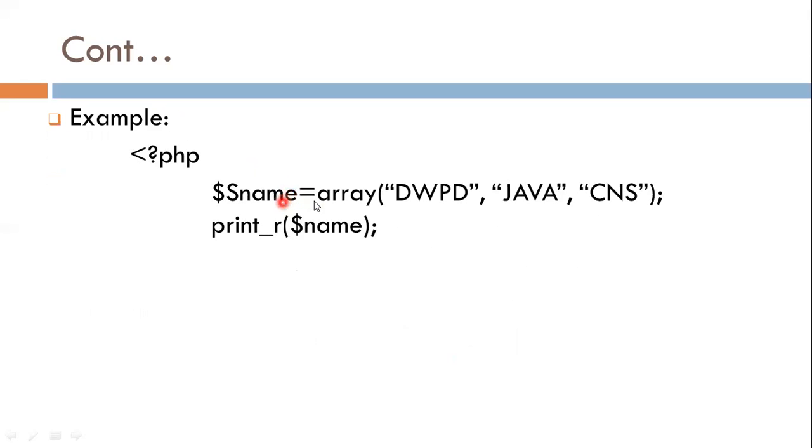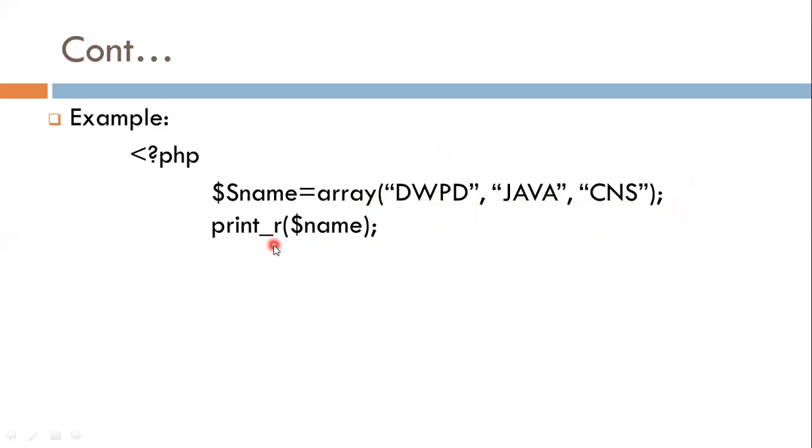Now second example. Here I declare a string array. So first of all, write the array name $sname, subject name, equal to array function. In array function, declare the subjects of 5th semester in double inverted commas and each and every subject is separated by comma. And at last put semicolon. So here I write DWPD, Java and CNS. So this array contains 3 string values, 3 subjects.